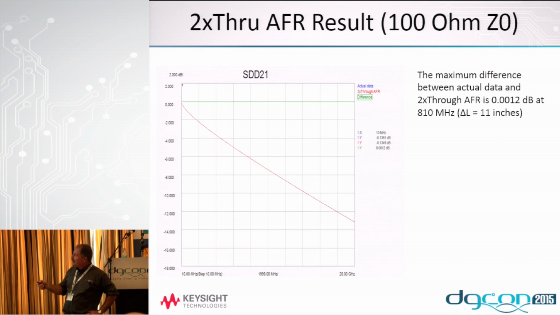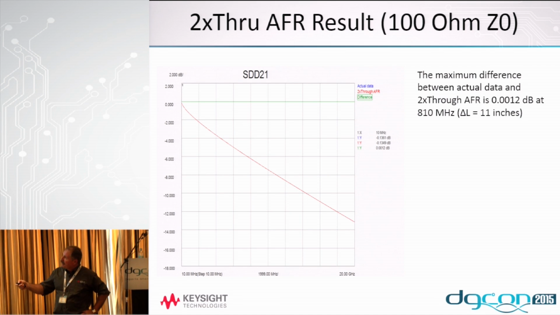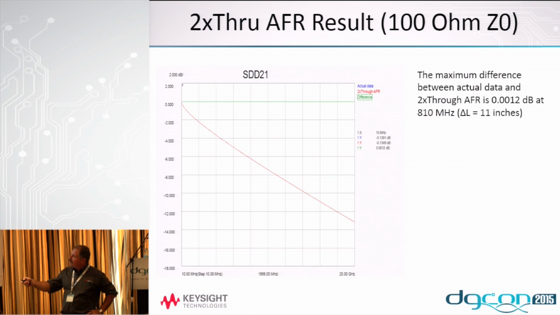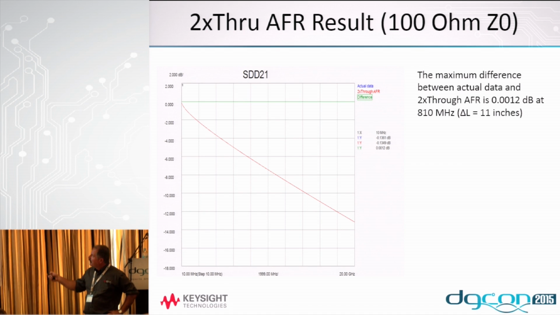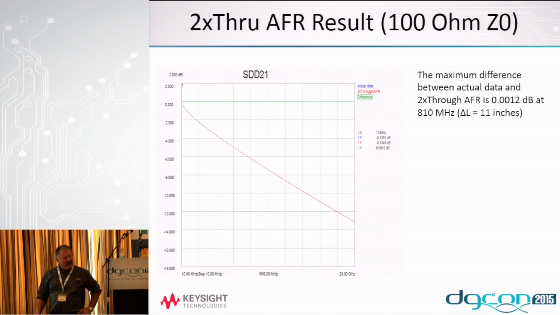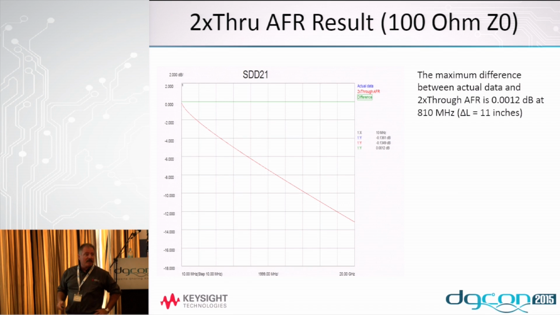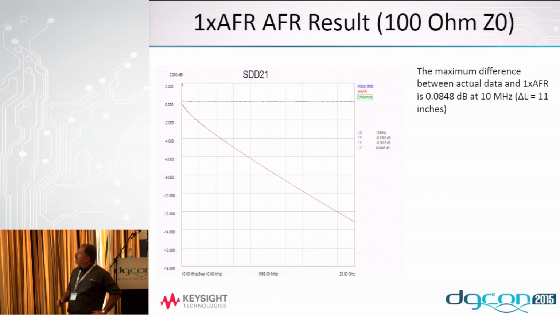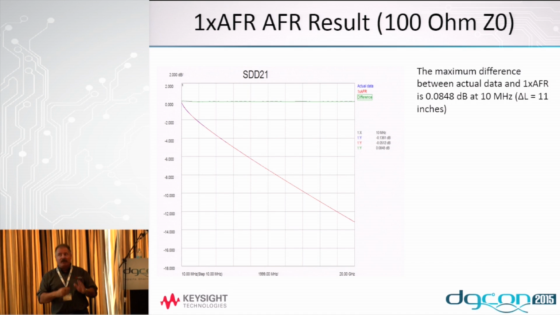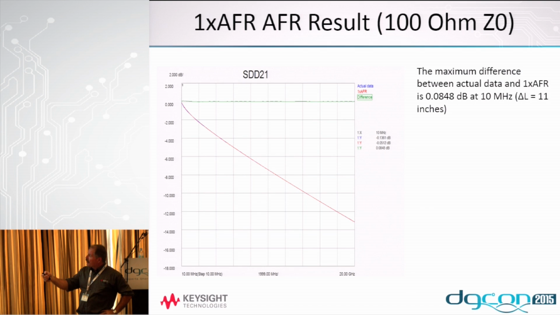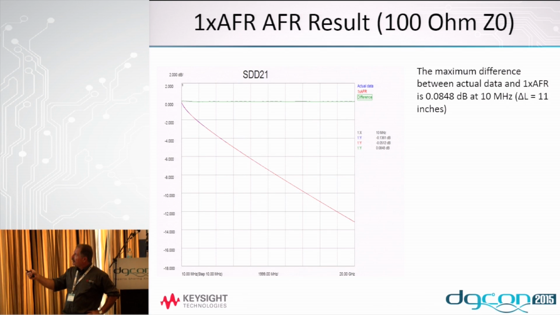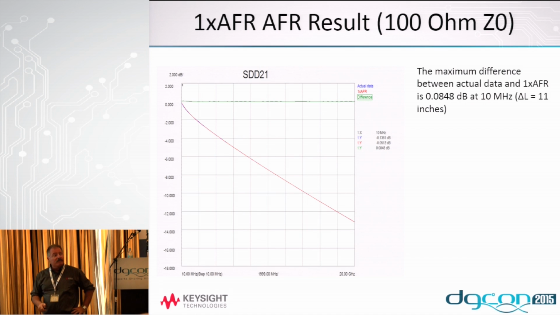The 2x through, again, the blue is the simulated data. The red is the 2x AFR. We have very good correlation here. The difference in the green line is almost perfectly flat. A thousandth of a dB. Okay, this is quite a good match, up to 810 megahertz. Again, the second generation AFR with the 1x through that uses the open circuit, we found very good correlation with the simulated 100 ohm structure. This was here, 800ths of a dB.